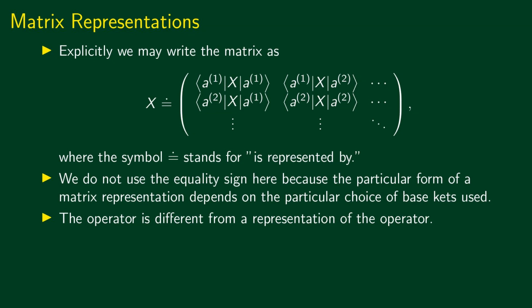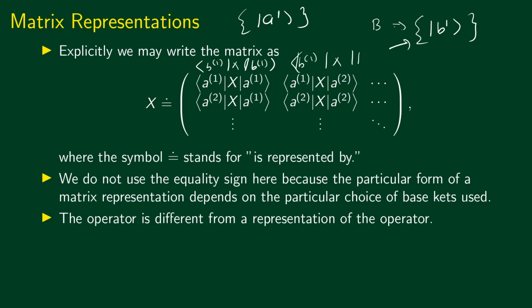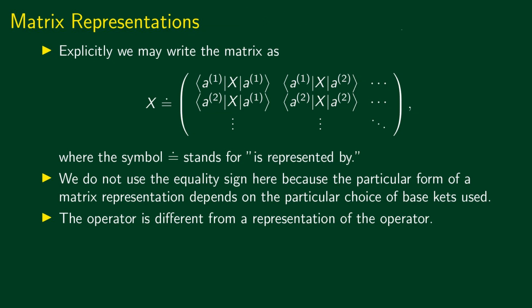Here, let's say that we have chosen the eigenkets of an operator A as base kets. We denote them like this. A is a Hermitian operator, and we could choose some other Hermitian operator B, whose eigenkets are denoted by |B'⟩. This is a set of eigenkets. Now, in this basis, the matrix elements would be ⟨B1|X|B1⟩, ⟨B1|X|B2⟩, etc., and these matrix elements are completely different. These two matrices would represent the same operator, but the matrix elements are different. So the matrix looks different based on the basis that you choose.